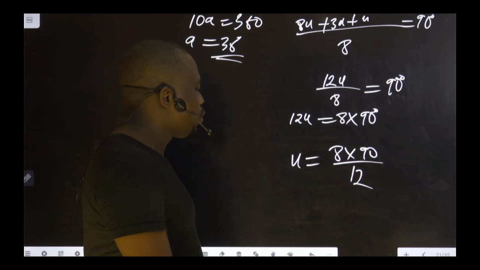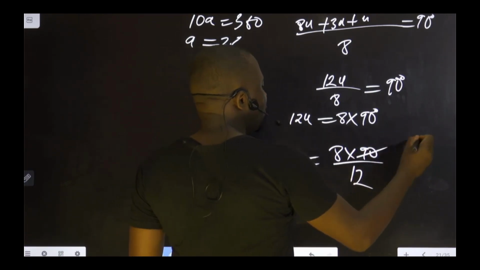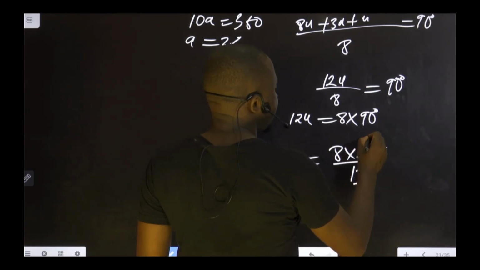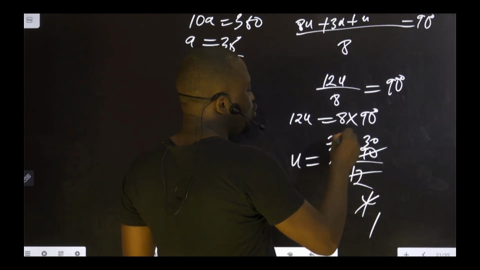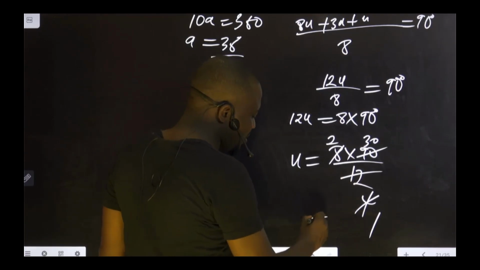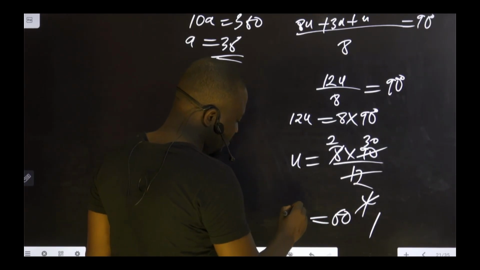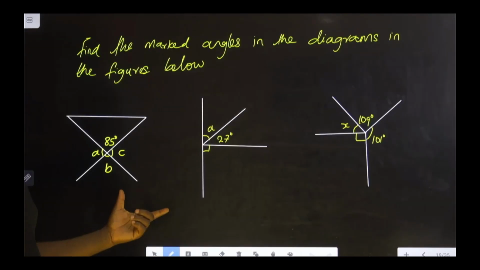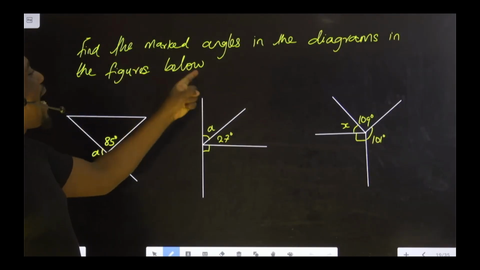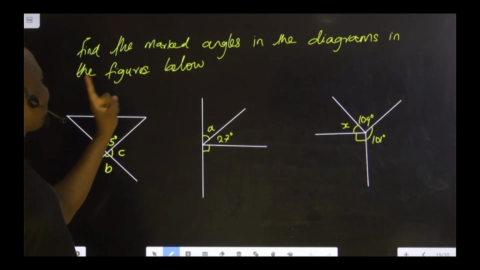U therefore is equal to 8 multiplied by 90 over 12. Okay? So let's divide. You agree with me? 3 into this place will give us 30. Here it will give us 4. 4 here 1, 4 here 2. 2 multiplied by 30 will give us 60. So U therefore is 60 degrees. Look at this. It says find the marked angles in the diagrams in the figures below.